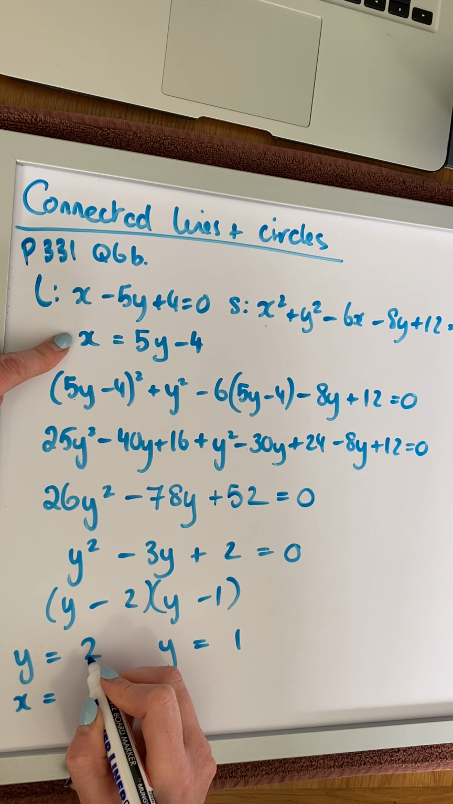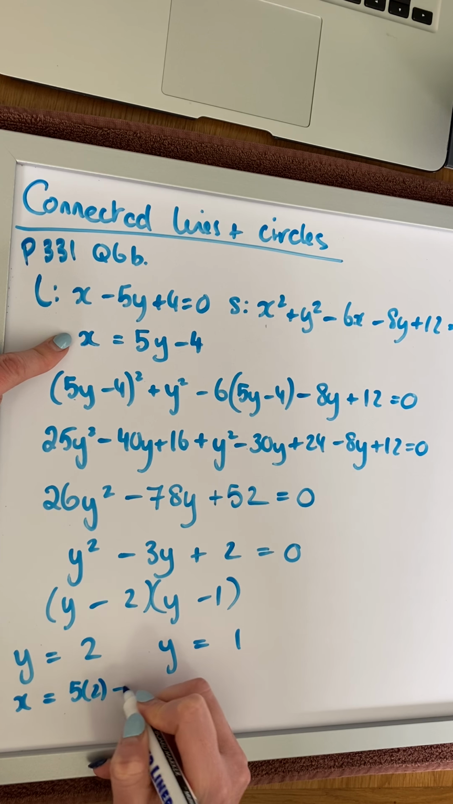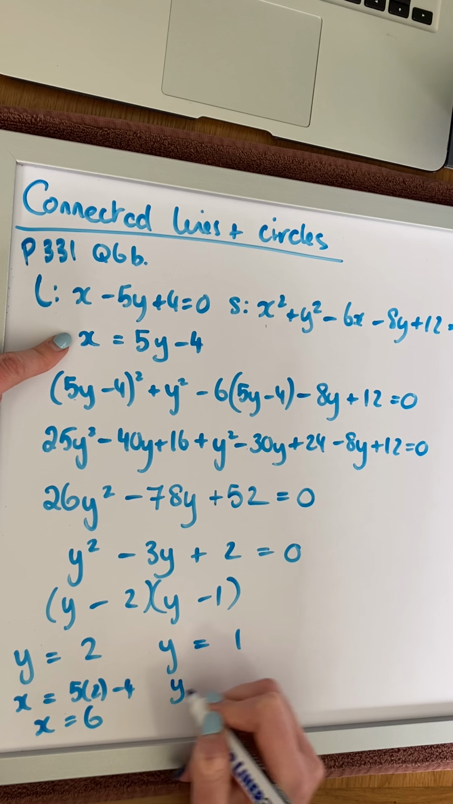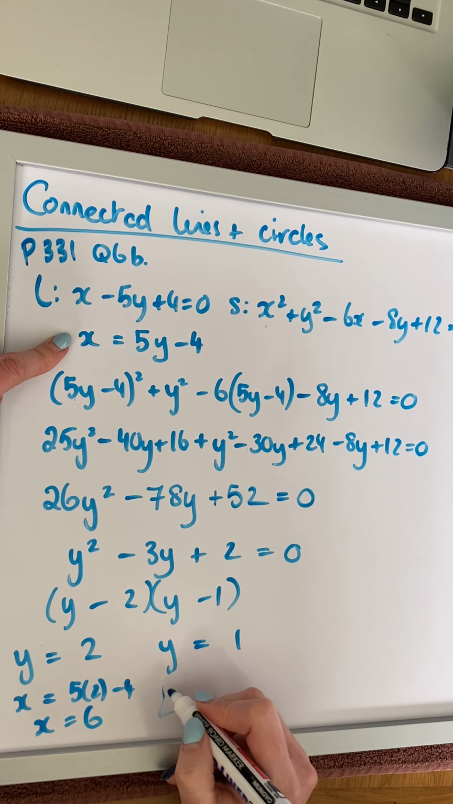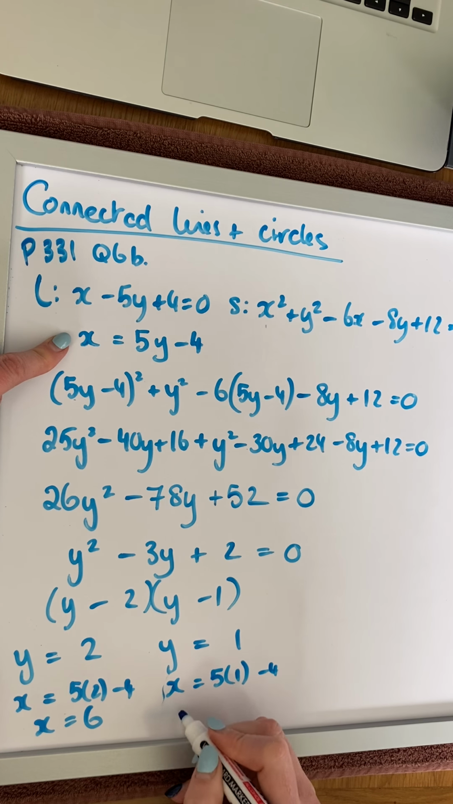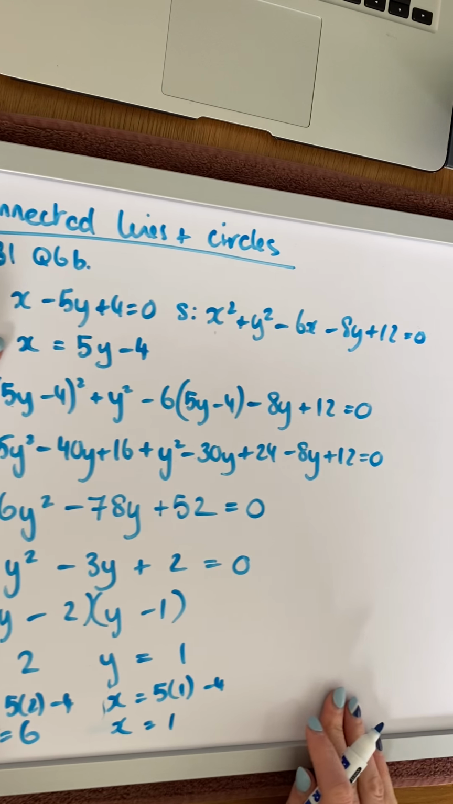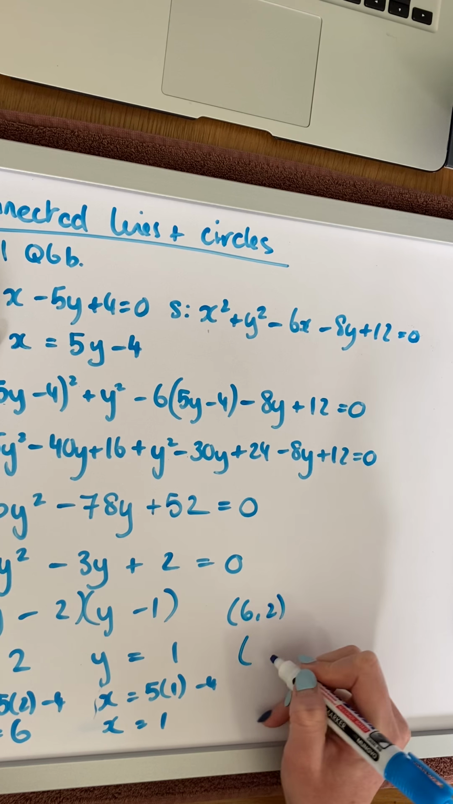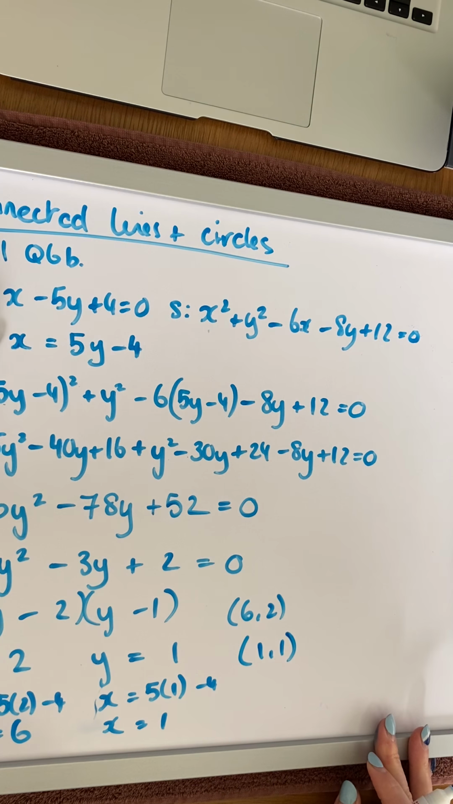So going back to our linear rearrangement, we sub our value in for y, so x is equal to 5 times 2 minus 4, which is 10 minus 4, which is 6, and x is equal to 5 times 1 minus 4, which is 1. So the 2 points of intersection are (6, 2) and (1, 1).